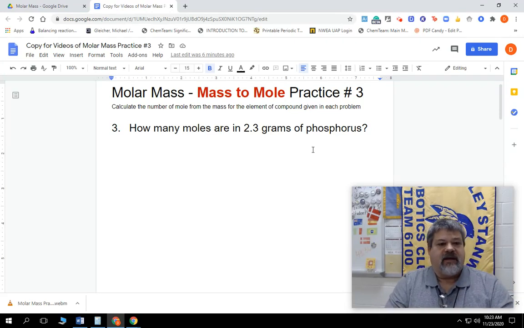Molar mass. We're going from mass to moles. This is practice number 3. So again, we're going to go ahead and read the problem. The problem says how many moles are in 2.3 grams of phosphorus.